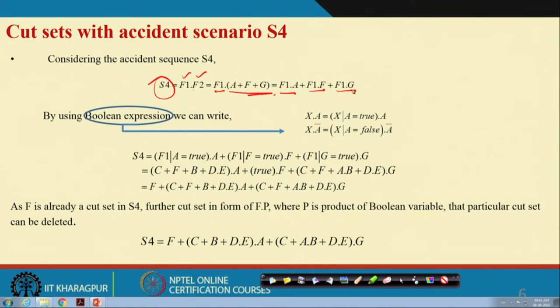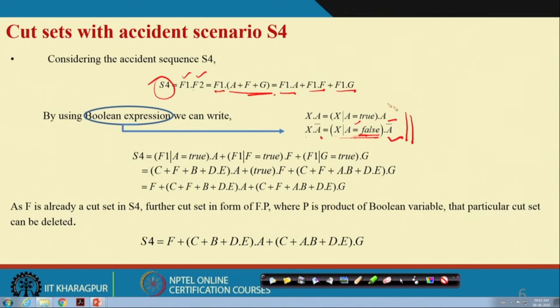But here we are showing some Boolean expression to make the mathematics simpler, or it will reduce the number of steps. So what is the Boolean expression? When you say x intersection A, we can write that as x given A equal to true, intersection A, or x intersection A bar, you can write as x given A equal to false, intersection A bar.